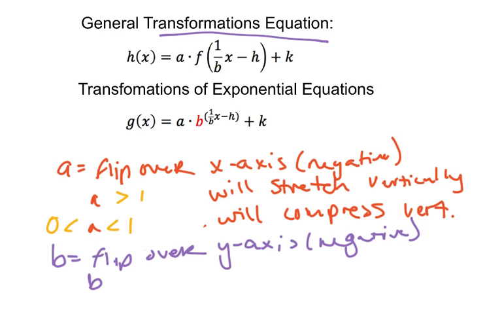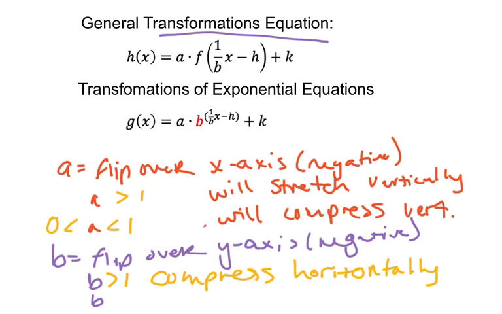vertically. So the same thing goes for the b, which we did go over in the previous slide, but if b is greater than 1, it actually flips what we're talking about, and so it's going to compress horizontally. And if b is between 0 and 1, it's going to stretch it. So again, it does what you think backwards.